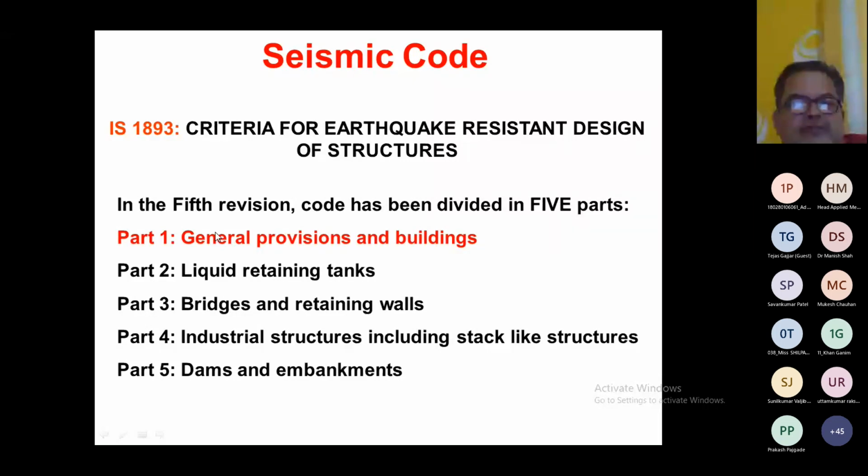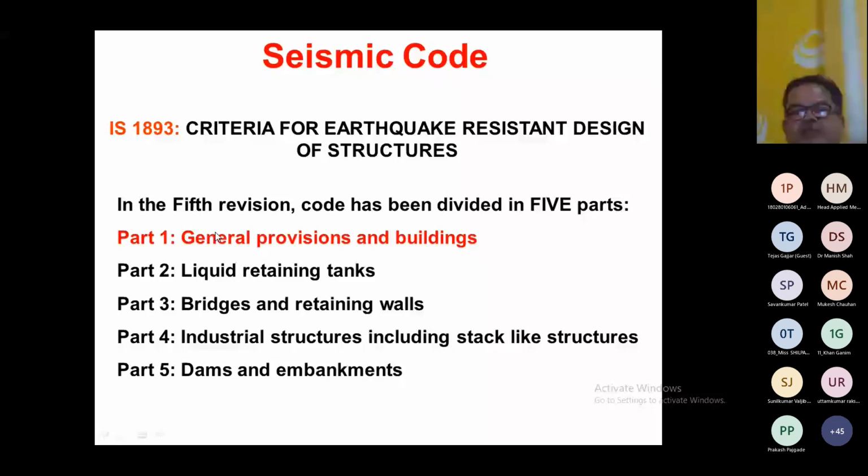Part 1 is general provisions and buildings, part 2 is liquid retaining tanks, part 3 is bridges and retaining walls, part 4 is industrial structures including stack-like structures, and part 5 is dams and embankments. So these are the 5 parts of IS 1893, and today we are talking about part 1, general provisions and buildings.